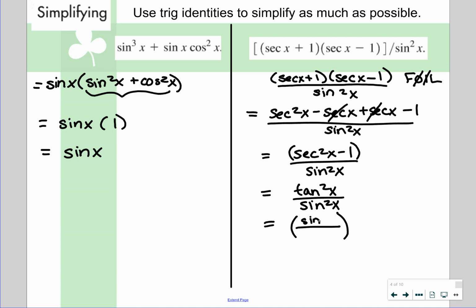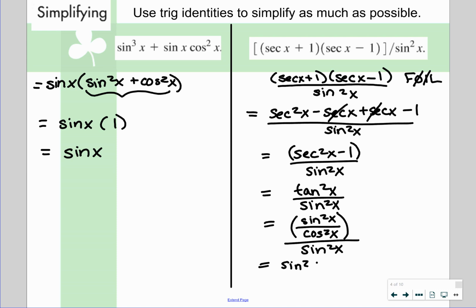Tangent is sine over cosine. So if I have tangent squared, I have two of them: sine squared over cosine squared. So that's my numerator. Denominator is still sine squared. If you're dividing fractions, it's a little gross to look at this. So what's the alternative? How else can I rewrite it? Divide fractions or multiply by reciprocal. Okay, so let me write it that way.